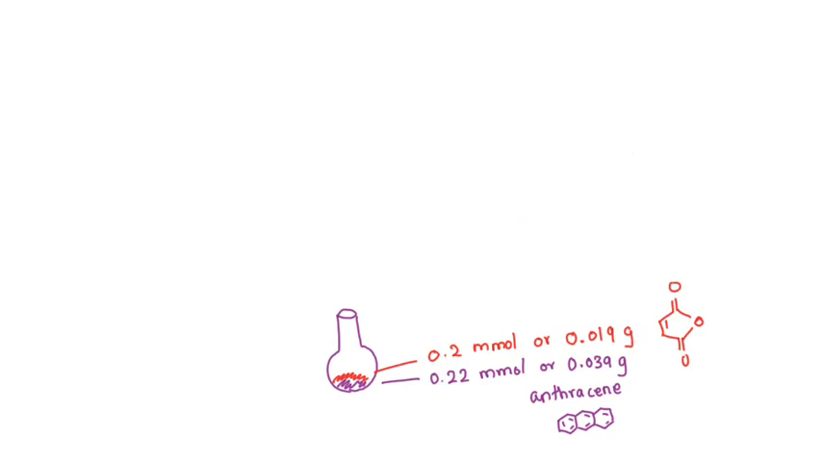You add 0.2 millimole of maleic anhydride. This guy is the limiting reactant, right? And you're expecting that much product, right? After this, we add some solvent, and put a stir bar. Add a condenser because we're going to heat on a hot plate.